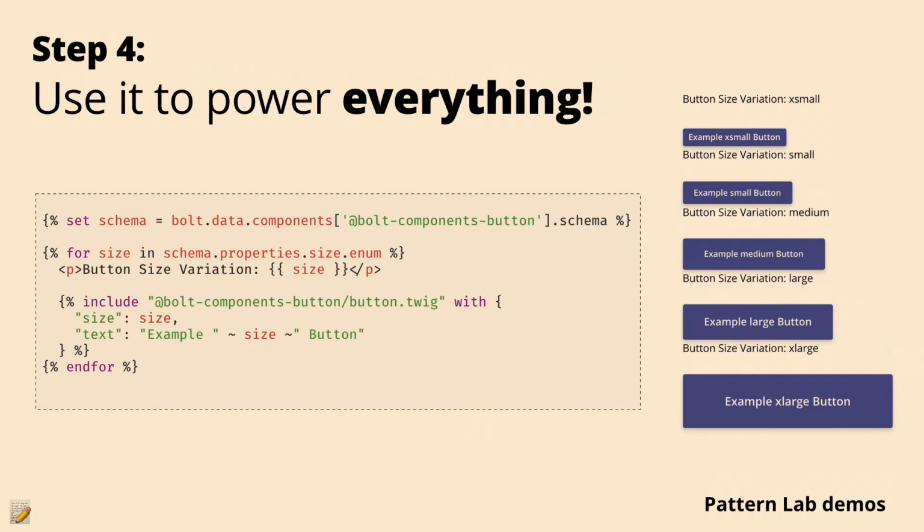So for this example, we use schemas to actually automatically generate many of our demos that we have in Pattern Lab. So in this example here, for every size option that we have in our button, go run through it, put that size in the text, and generate the demo. You add a new size to our button, this is up to date. You remove a size, this is up to date. We don't have to worry about every one of our demos breaking every time we make a change.